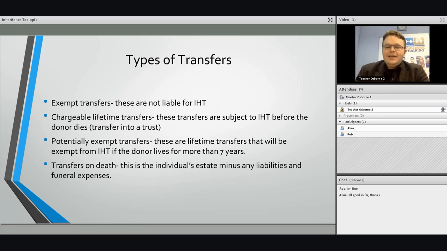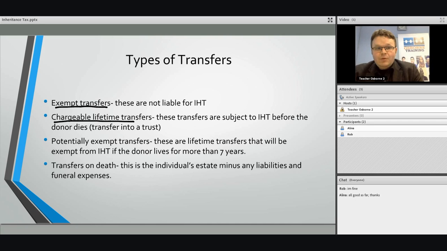Okay, good. So let's move on to now looking at the types of transfers that go into IHT. The first type of transfer we really like because they are exempt. That means there's no IHT being charged on this. We'll look at what the exempt transfers are, but basically, if a transfer is exempt, there's no IHT due on it at all.